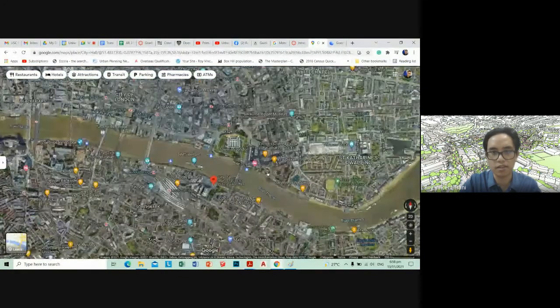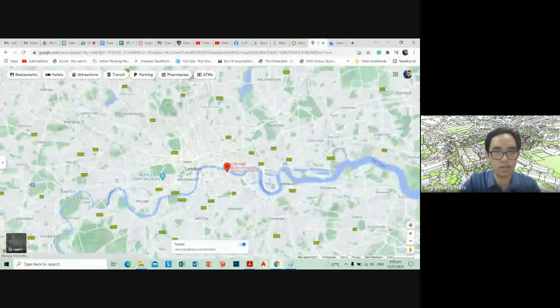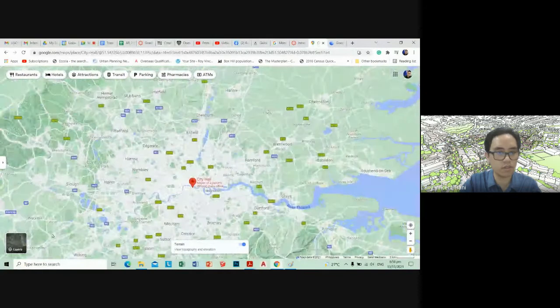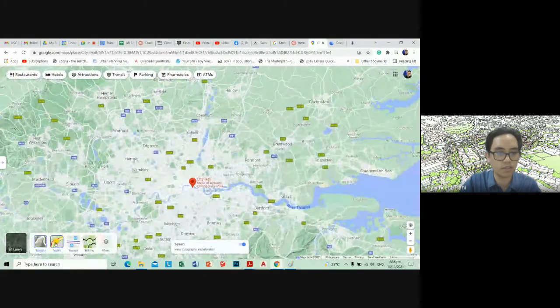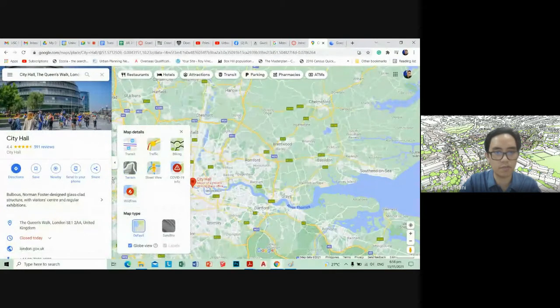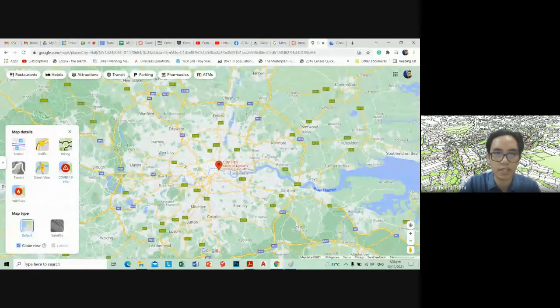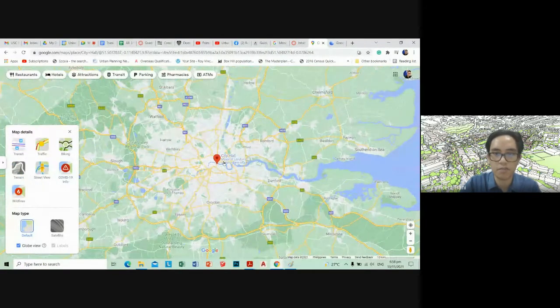And then let me switch again to the simplified version, the default Google Maps. You can clearly see the road patterns radiating outward from a center, and then gradually becoming less and less dense as you go out.